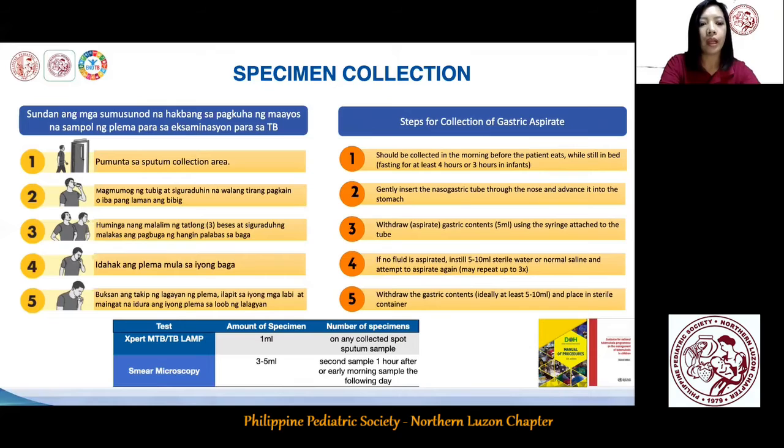So, gently insert your NGT and then withdraw at least 2 to 5 ml of your gastric fluid. If you are not able to withdraw fluid, then you can instill 5 ml or 5 to 10 ml of sterile water or plain NSS and then try again to aspirate. Okay, you can repeat this for a maximum of 3 times. Okay, and then at least collect 5 to 10 ml before submitting your specimen.